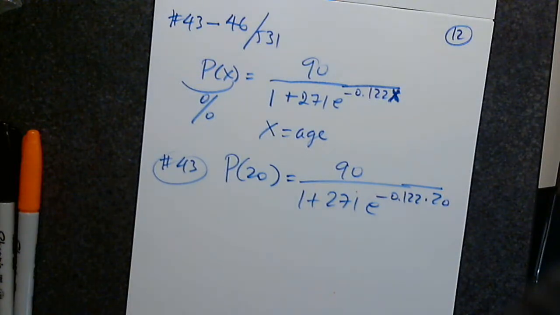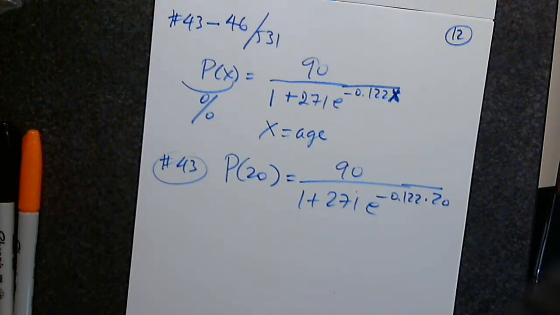So let's do that. 90 divided by, in parentheses, 1 plus 271. Careful now with e. In parentheses. On some calculators, it may work without, but some of you have an old calculator like I do, so you need parentheses for the power. Negative 0.122 times 20. Close the parenthesis for the power. Come down to close the parenthesis for the denominator. And only then press enter.